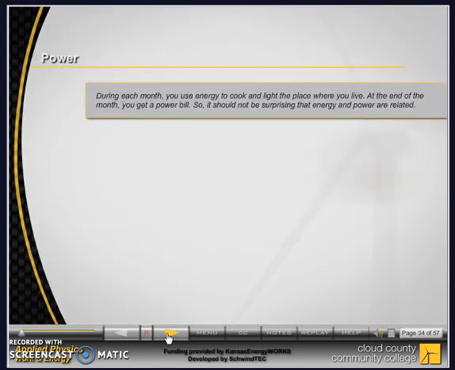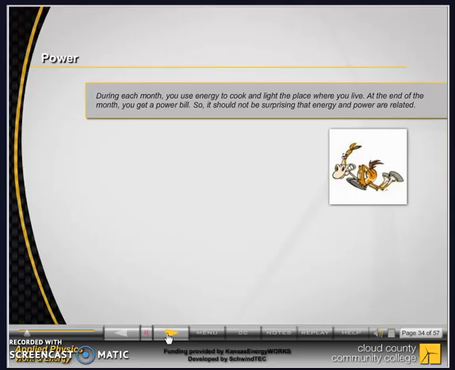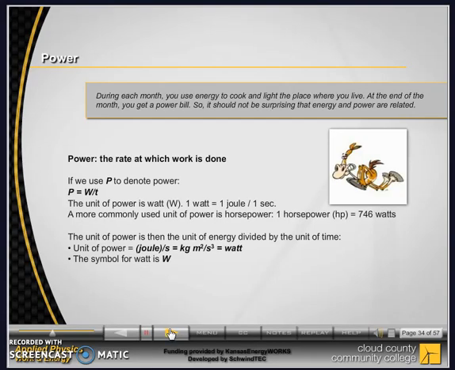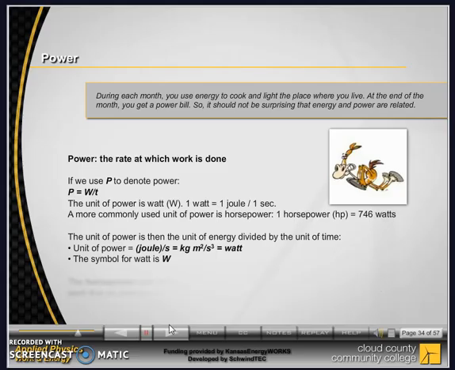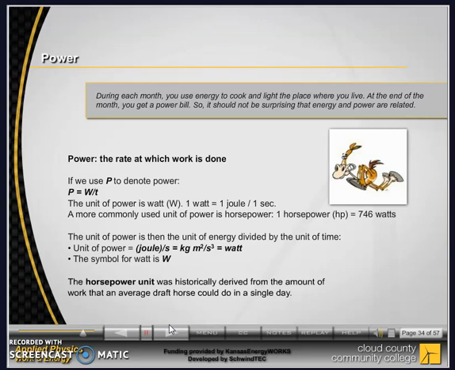During each month, you use energy to cook and light the place where you live. At the end of the month, you get a power bill. So it should not be surprising that energy and power are related. Your text defines power as the rate at which work is done. This is a good definition for our needs now, but perhaps a better definition for power would be the rate at which energy is transferred from one system to another. The horsepower unit was historically derived from the amount of work that an average draft horse could do in a single day.